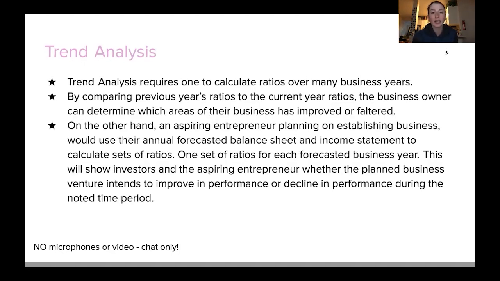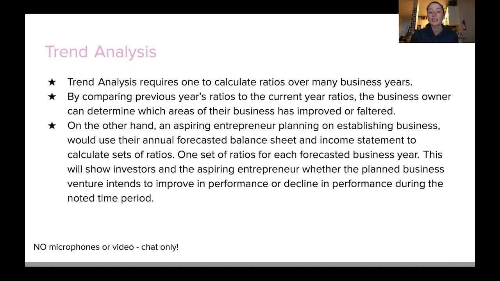Then we go into trend analysis. So this requires one to calculate ratios over many business years. So by comparing previous year's ratios to the current year ratios, the business owner can determine which areas of their business has improved or faltered. On the other hand, an aspiring entrepreneur planning on establishing a business would use their annual forecasted balance sheet and income statement to calculate sets of ratios. One set of ratios for each forecasted business year. This will show investors and the aspiring entrepreneur whether the planned business venture intends to improve in performance or decline in performance during the noted time period.